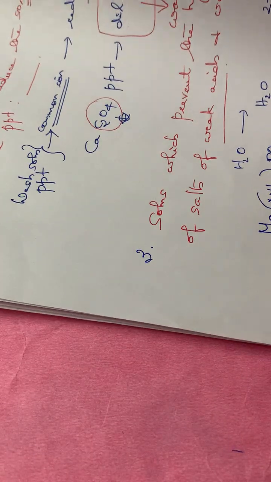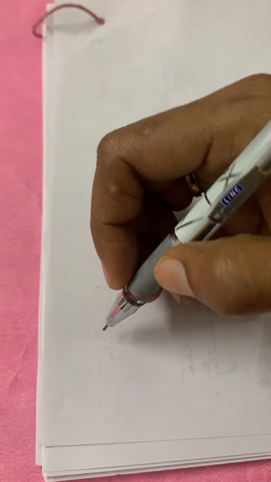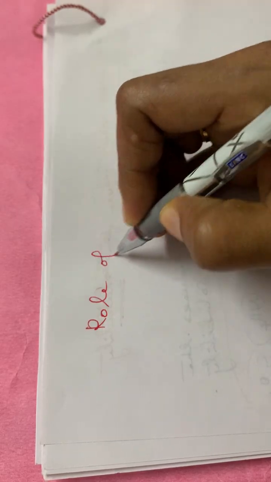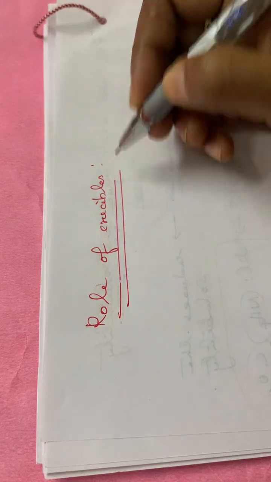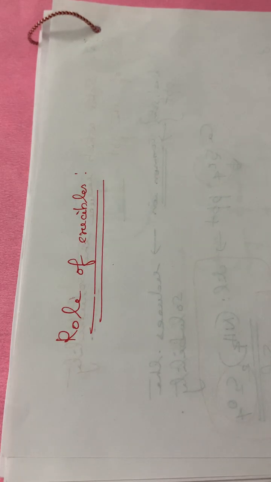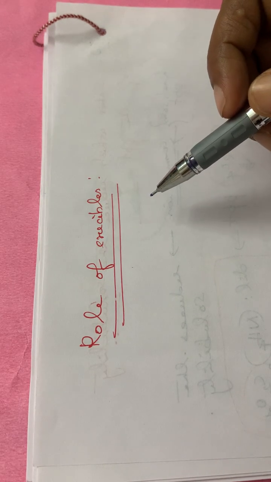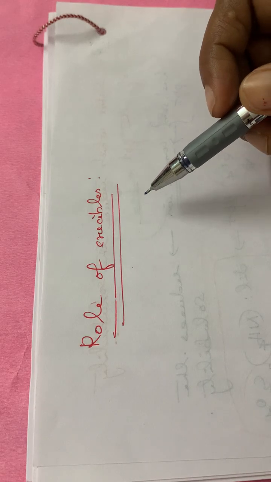Then the next heading is the role of crucibles. I mentioned the crucibles to you, isn't it? Then the next is the role of crucibles. See, different types of crucibles are used for doing this incineration process.